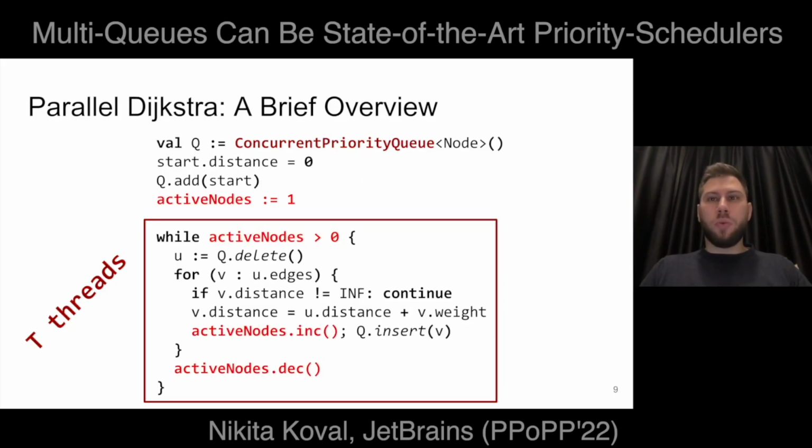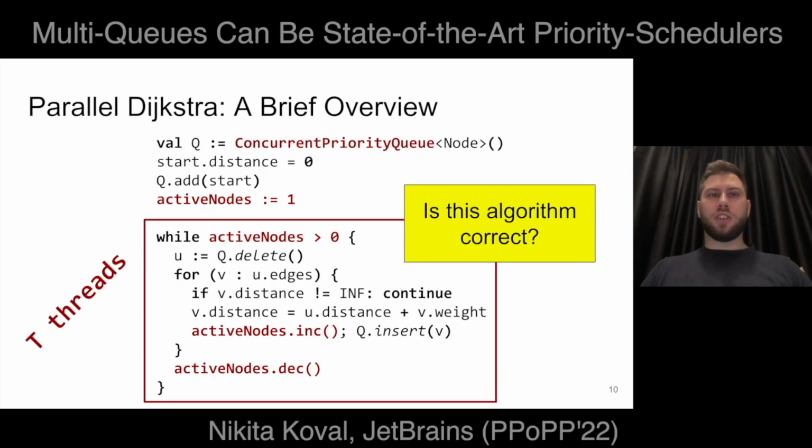Importantly, we can't stop when the queue is empty because it will be empty right after the first thread removes the start node. But the whole graph is not processed yet. So we need to stop only when the number of nodes in the processing state is 0. That's what this change performs. The algorithm is correct, right? But is it really correct?